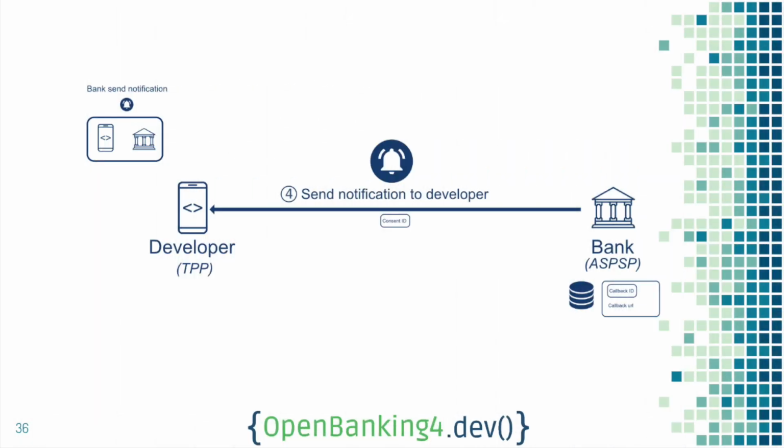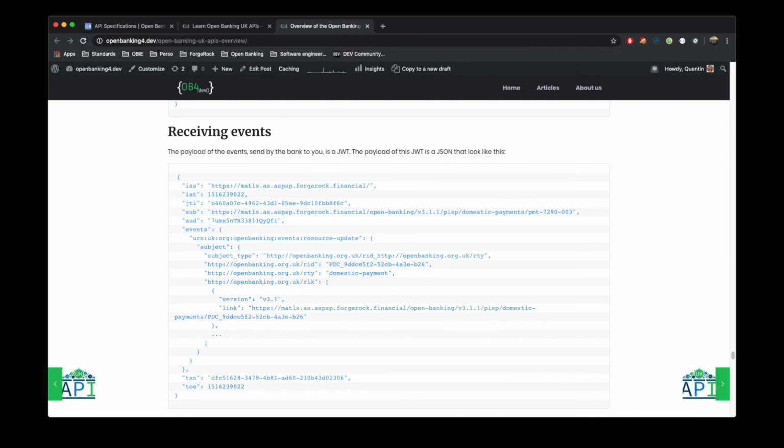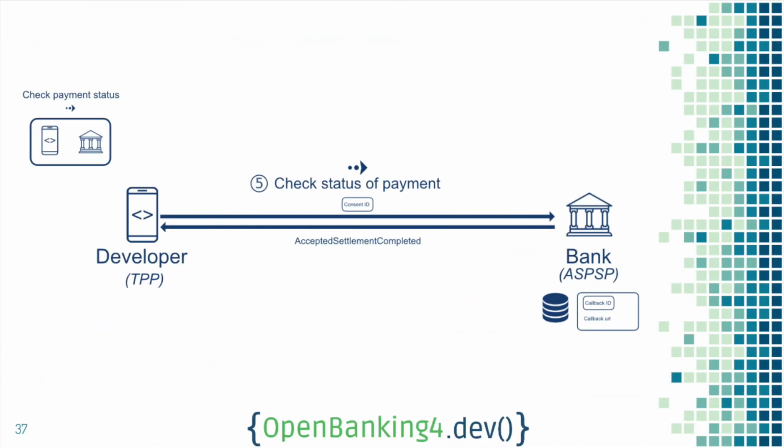Once you have your callback, you're waiting for notifications on that endpoint, and what you will receive is a payload like this, telling you this is this payment that you need to verify. It's quite verbose, but it's not telling you whether it's been completed or not, just a reference to it. And then from there you just do a pull.